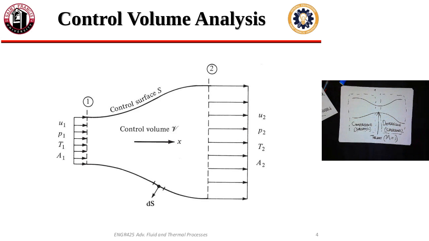This is a converging-diverging nozzle. So the idea is you throw flow in the front end here. It accelerates to Mach 1. Once it's at Mach 1, if I start to expand it using a diverging nozzle, that's a supersonic nozzle, right? So it'll continue to accelerate through Mach 1 and go supersonic.